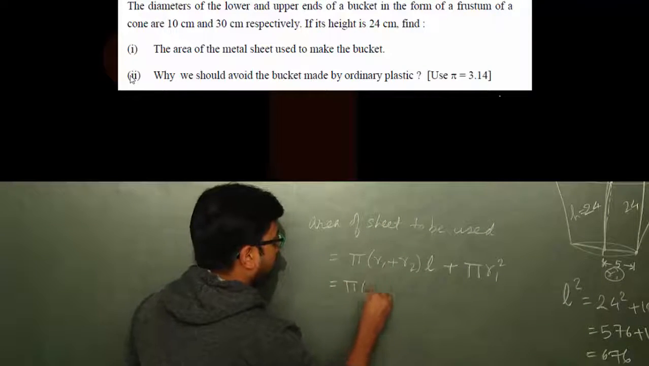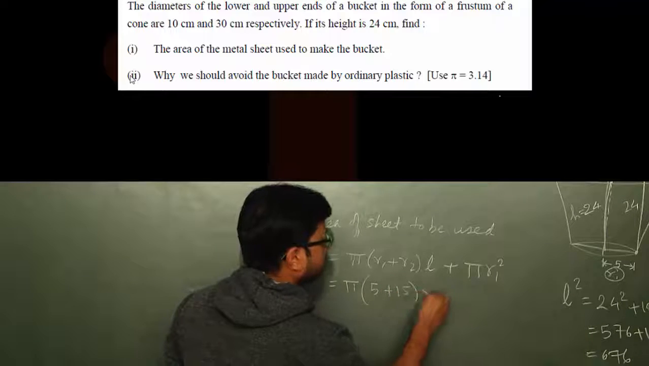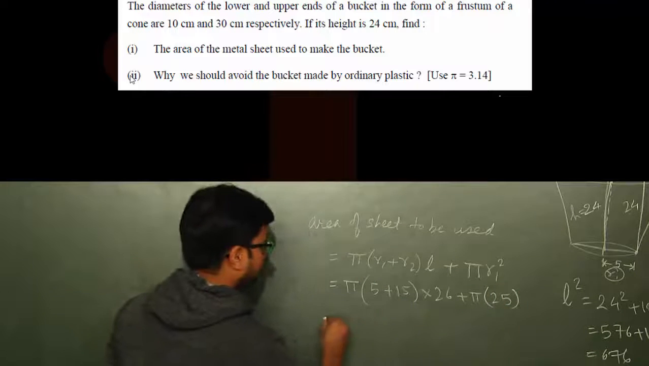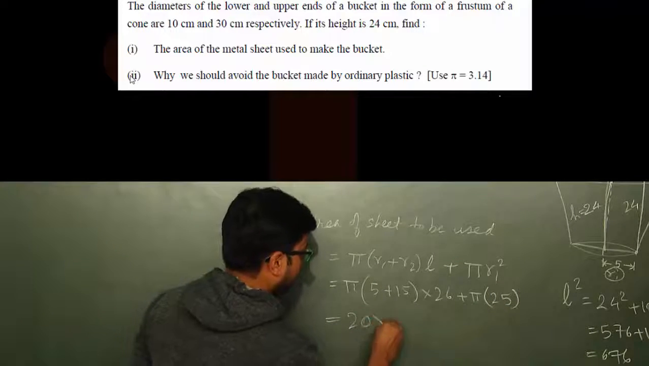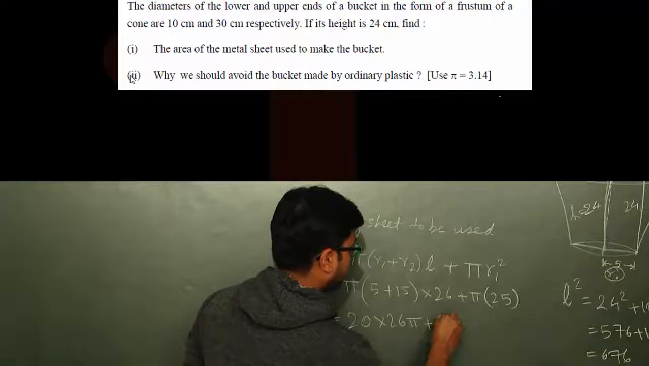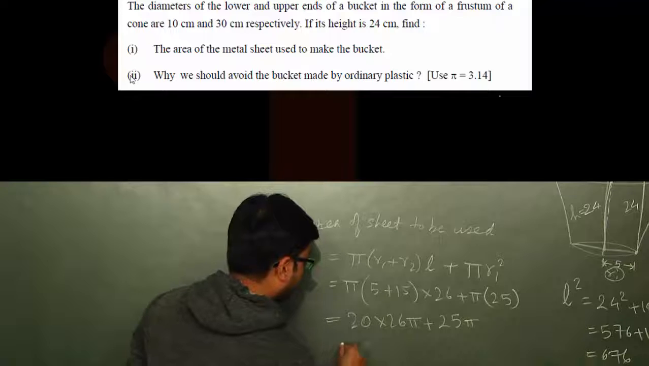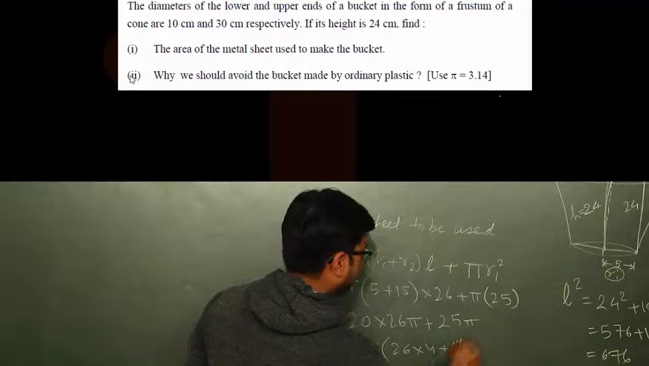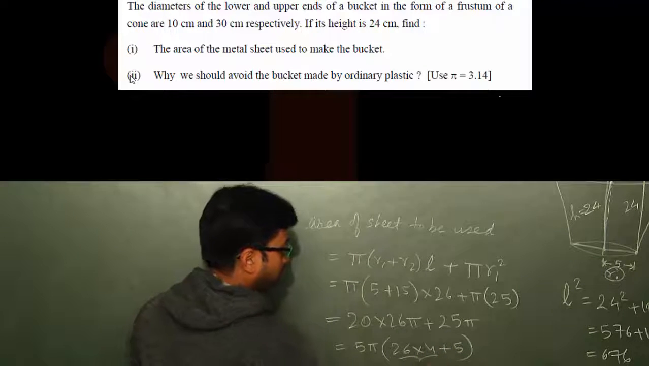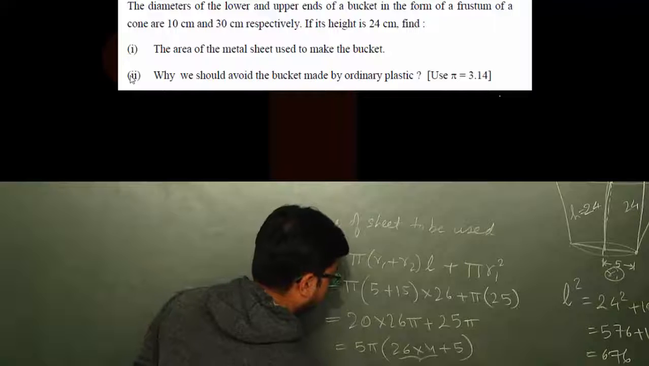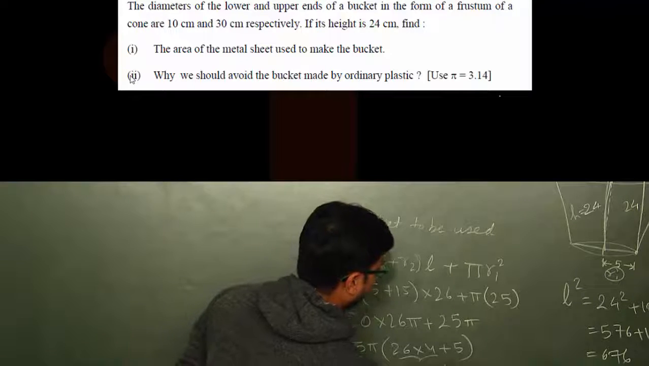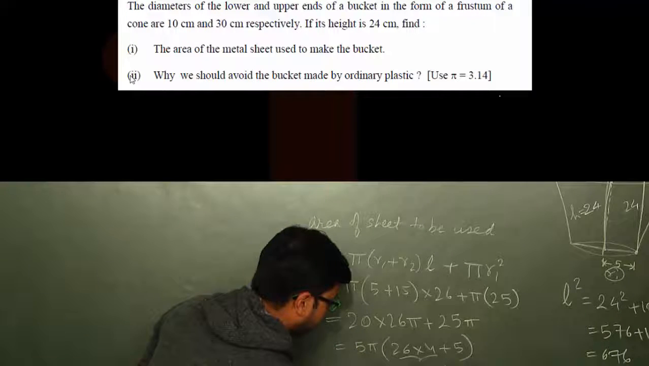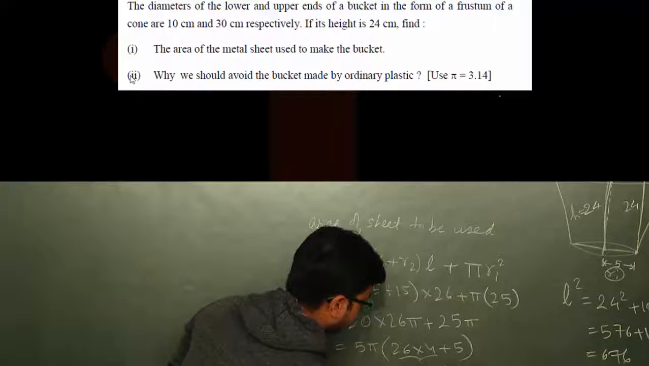So this will be pi (5 plus 15) into 26 plus pi r square, which is 25 pi. So this will be 20 into 26 pi plus 25 pi. You take 5 pi common and you have how much? 26 into 4 plus 5. This is 104. 104 plus 5 is 109. So you have 109 into 5 into 3.14. We have to take pi as 3.14 and you get 1711.3 centimeter square.